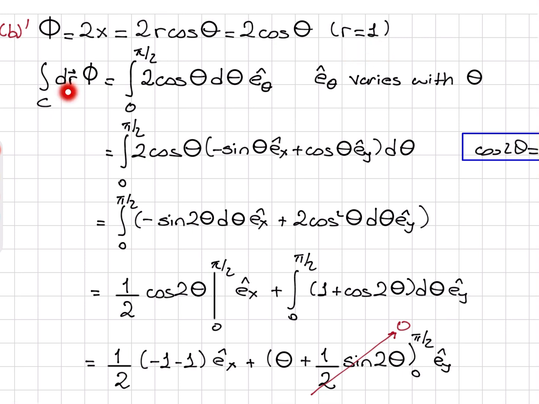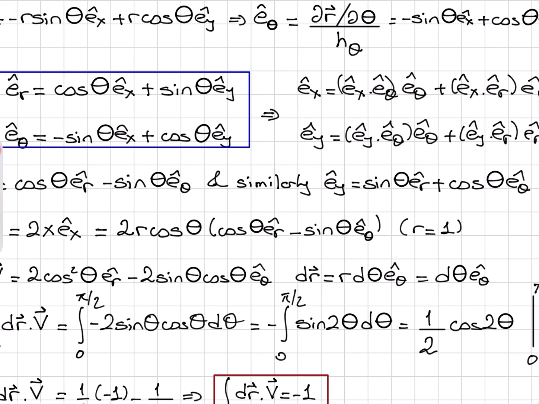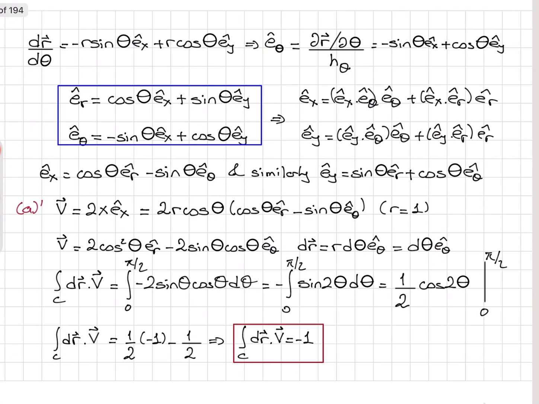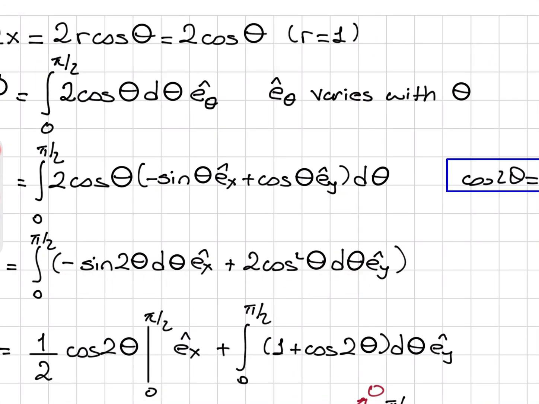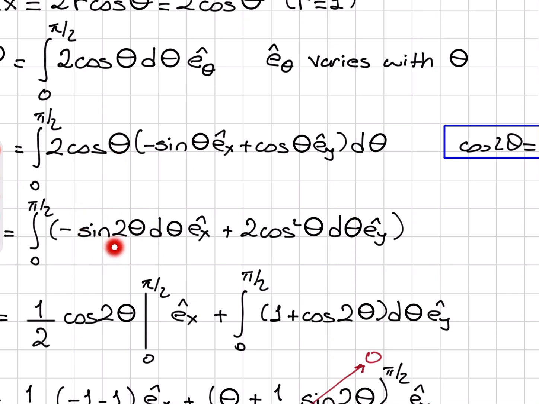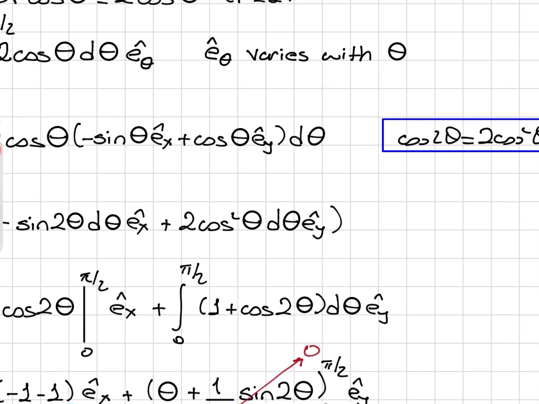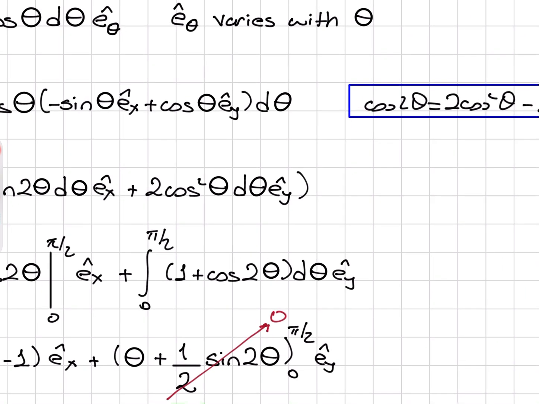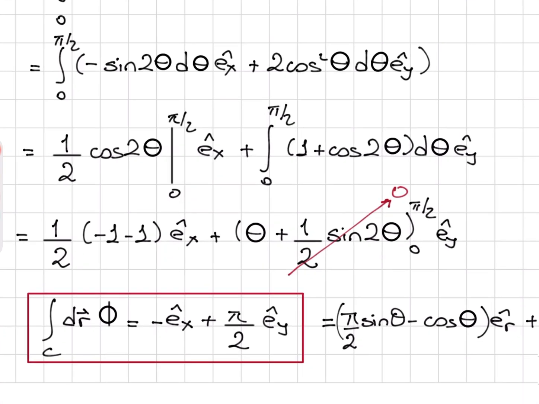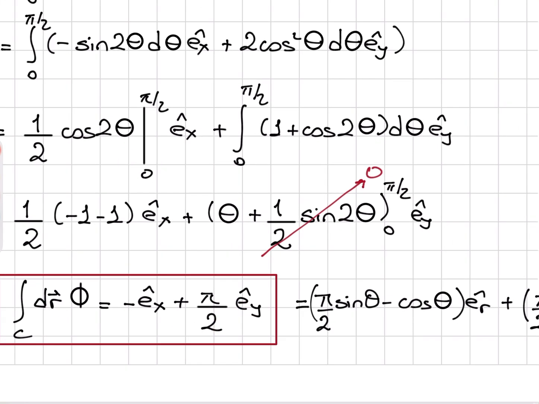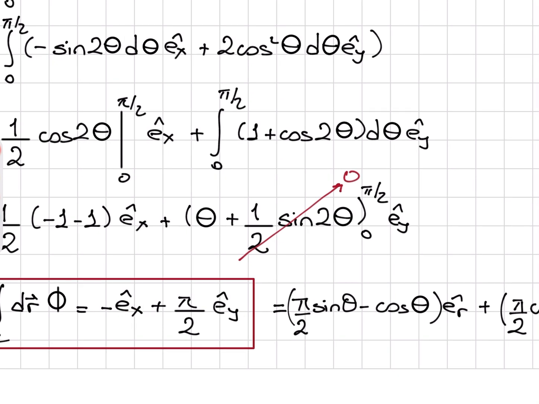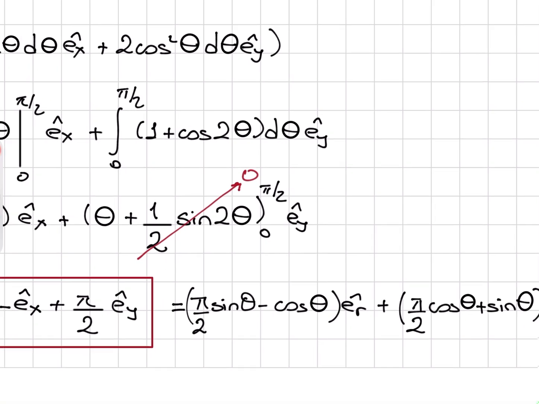For part B, I have written the scalar function 2x as 2 cosine theta, noting r is equal to 1. And for the dr vector, I have d theta e theta hat, but this is an integral over theta. E theta hat varies with theta. So I had to substitute for e theta hat what I have found in terms of Cartesian unit vectors, minus sine theta ex hat plus cosine theta ey hat. And then I performed the integral, noting that 2 sine theta cosine theta is sine 2 theta, and 2 cosine squared theta is 1 plus cosine 2 theta. Performing the integral, I found the answer identical to part B. And I finally noted that I can write ex hat and ey hat in terms of the polar unit vectors, er hat and e theta hat, to give the whole answer in polar coordinates.